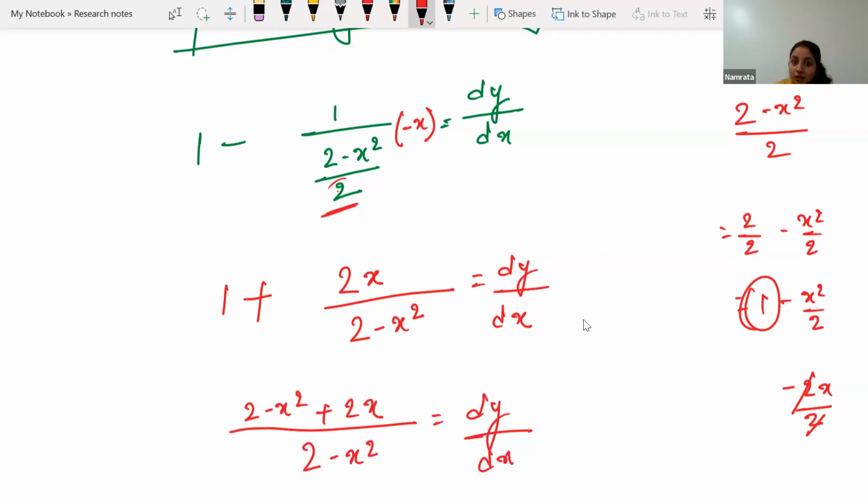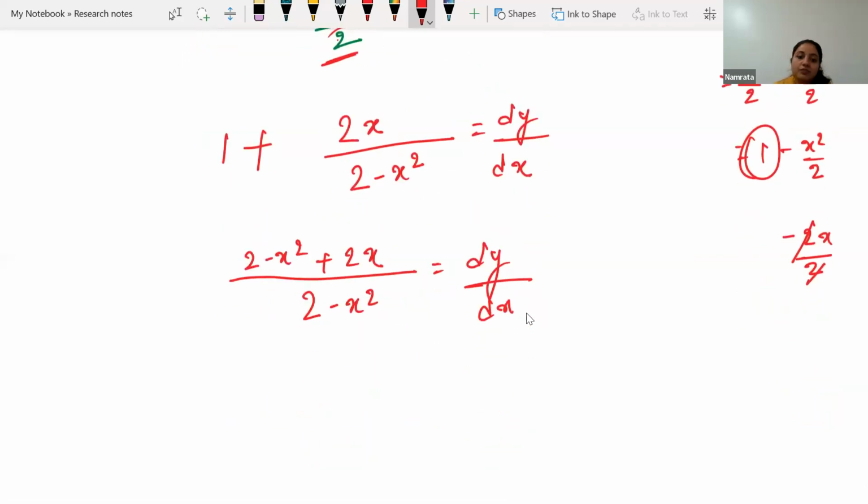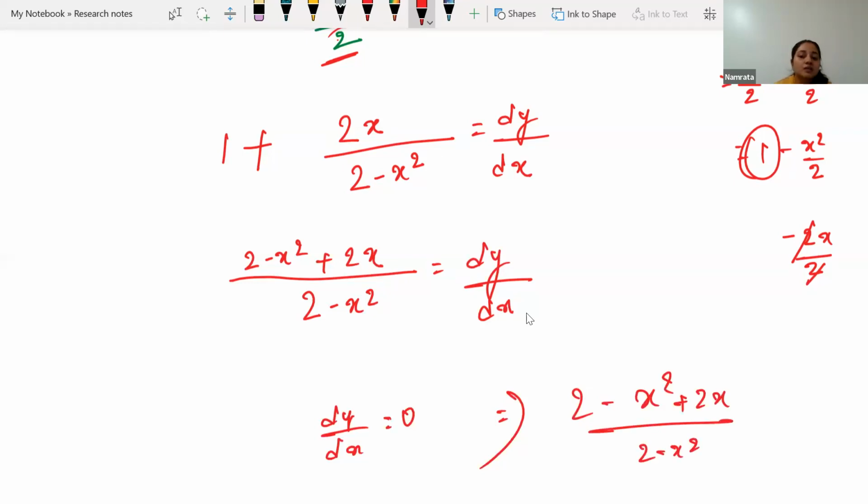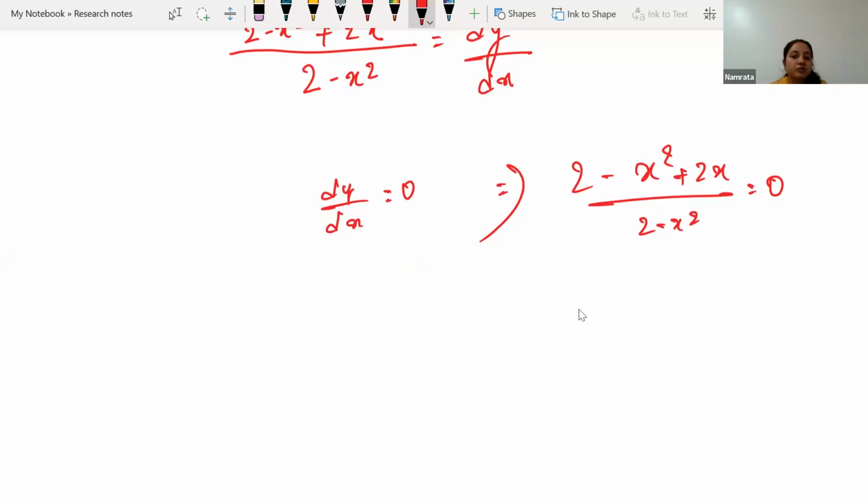Now if we compare the left hand side with 0, dy by dx equal to 0 implies that 2 minus x square plus 2x over 2 minus x square is equal to 0. Then the denominator can't be 0. Okay, the numerator we can compare with 0. So we will be comparing that 2 minus x square plus 2x can be 0.